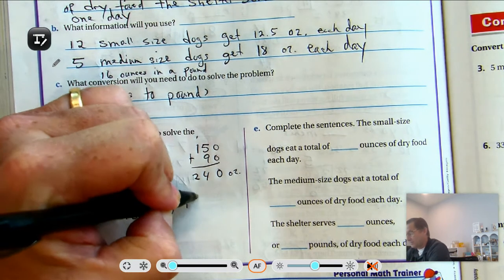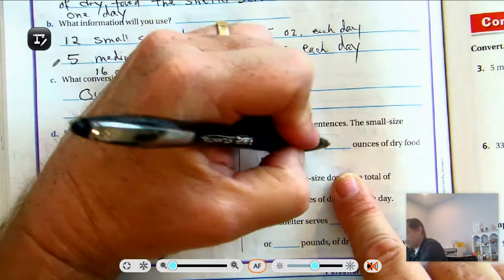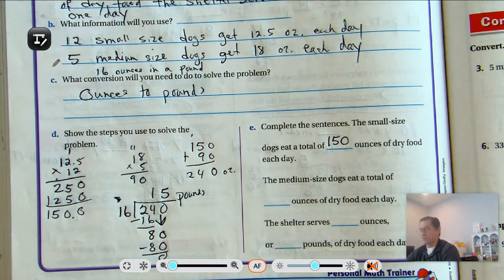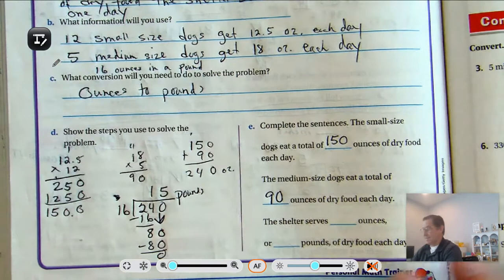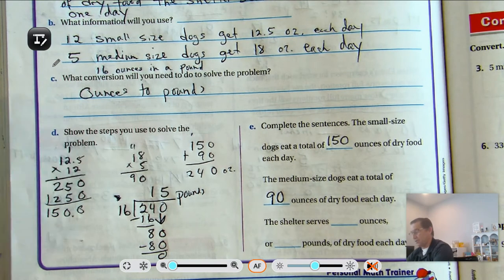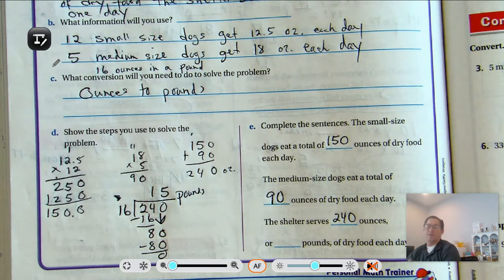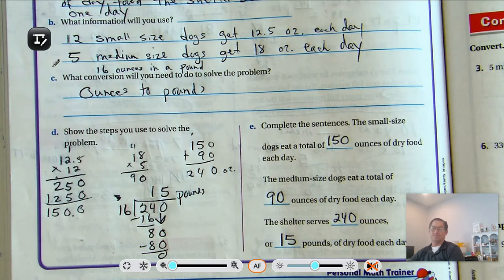15 pounds. The small dogs eat a total of 150 ounces of dry food each day. The medium-sized dogs eat 90 ounces of dry food each day. The shelter serves 240 ounces or 15 pounds.